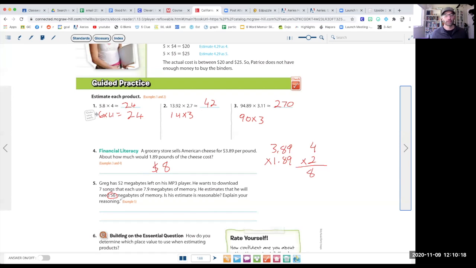Ready, go. Okay, so it's going to be 7 for the 7 songs. 7.9 megabytes will become 8. 7 times 8 is 56, and he said 56, so the answer is yes, it is reasonable because 7 times 8 equals 56. All right, you guys did pretty good on this.